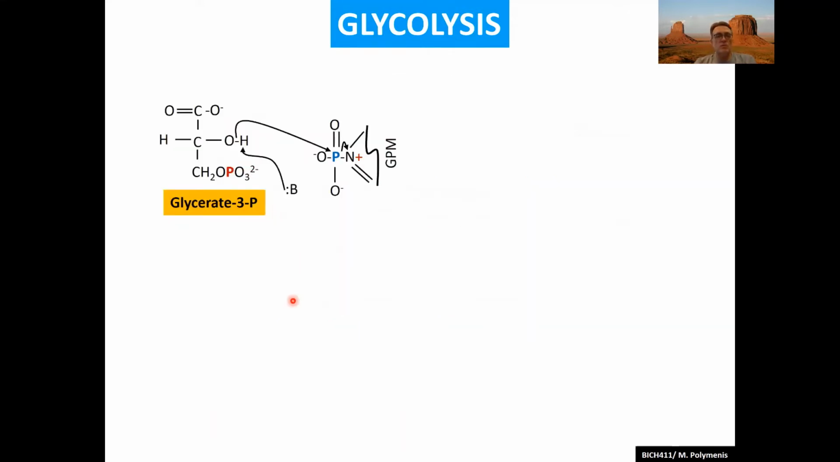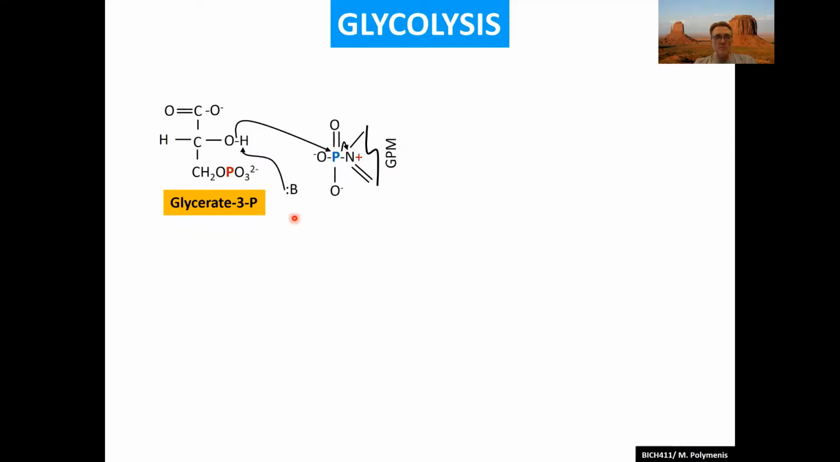So this is what I'm talking about. This is our reactant, glycerate 3-phosphate, and I have color-coded the 2 phosphates. Hopefully, it's going to make sense here, and so we can tell them apart. The one on 3-phosphoglycerate is shown in red. The one on the enzyme is shown in blue. So the enzyme is phosphorylated.